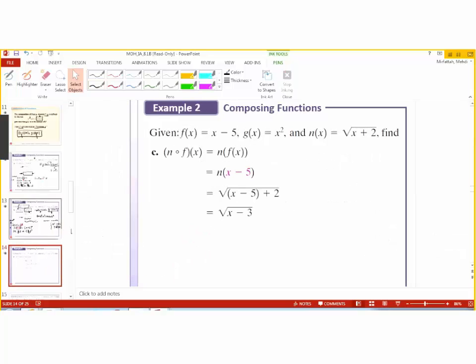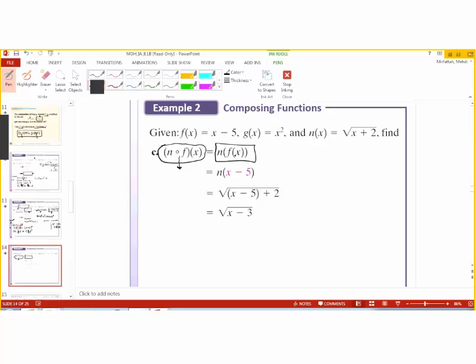Exactly. Let me take a look at one more example here, and then we'll look at some to do together. So let's take a look at this example here. f of x is given to me as x minus 5. g of x is given to me as x squared. And n of x equal to square root of x plus 2. We're going to find composition of n with respect to f. So first thing we do is we take this symbol away, and you replace it with this.